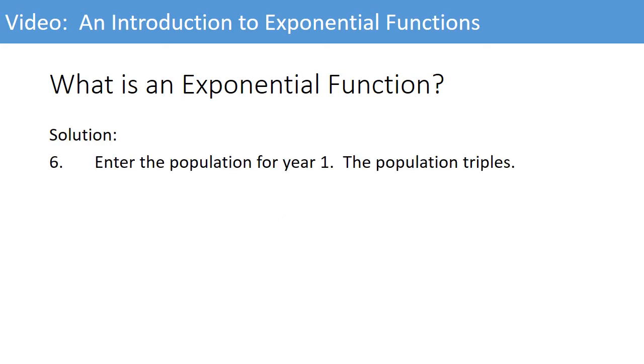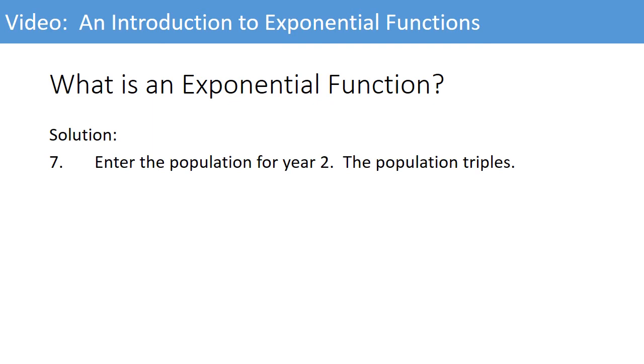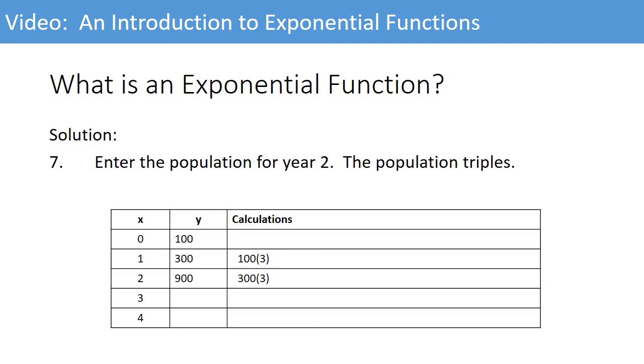Now, enter the population for day 1. The population triples. So at day 1, we go from 100 to 300. How do we get that? 100 times 3. It's tripled. Now, number 7. Enter the population for day 2. Keep in mind, every day the population triples. So, in day 1, we had 300. If 300 triples, we have 900, which we get from the calculation 300 times 3.